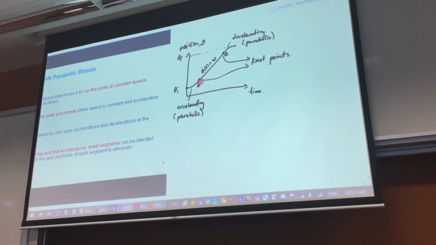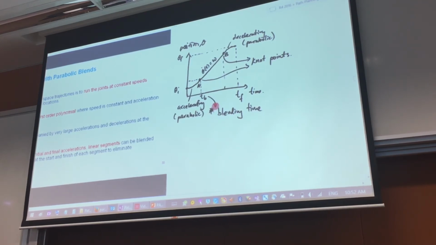So this part here, the time that it takes, I'm going to give it a few definitions. This is your TF over here. And at this point where it transits from acceleration to constant velocity, we call it TB. And TB is your blending time, right?